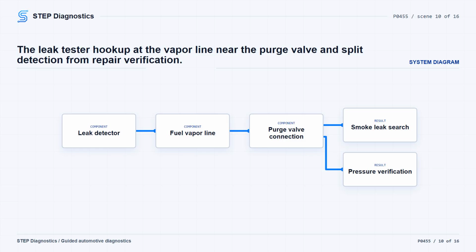Once the hookup is complete, use the smoke test for leak detection, or go to the pressure test when you are verifying a leak repair. If the hookup is not complete, pause and follow the tool maker's setup help before guessing at the test results.